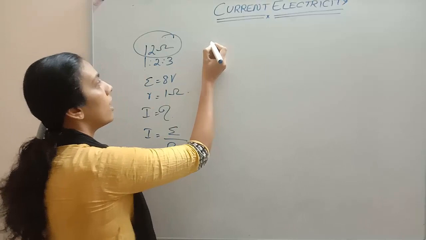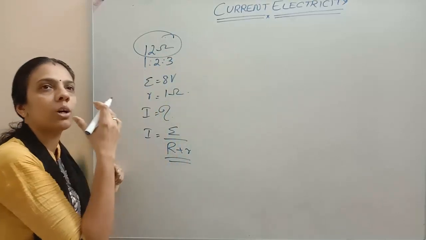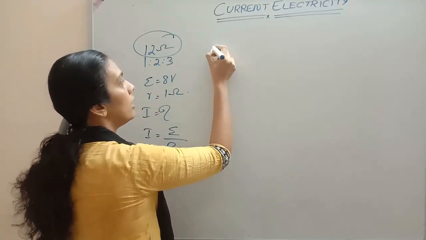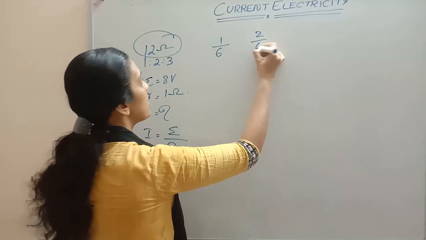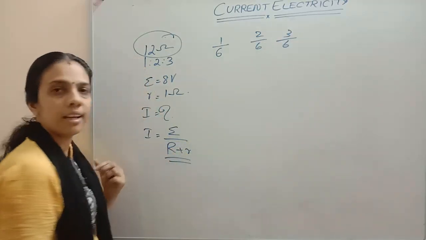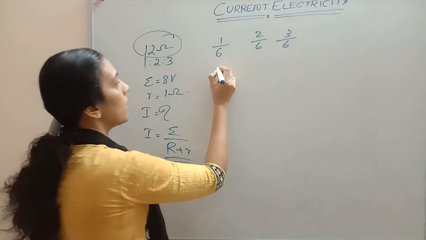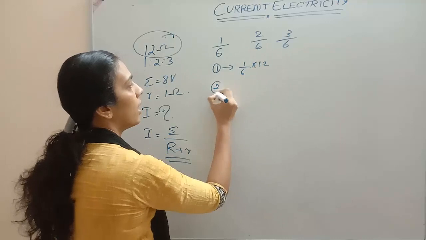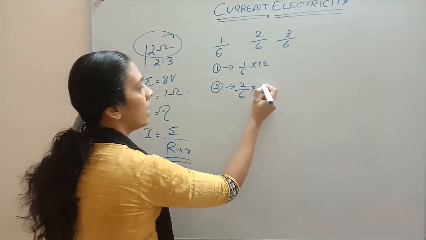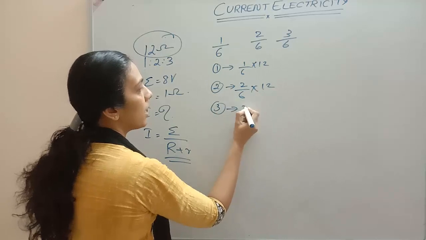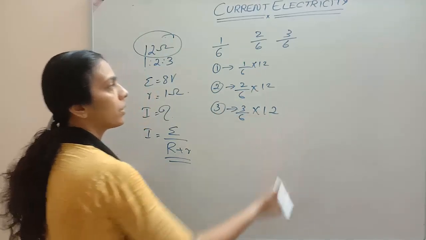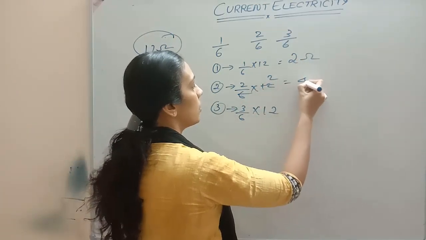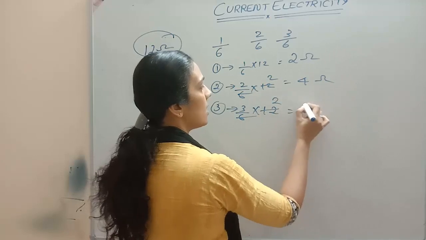So how will we find out the resistance of each part? See, the total is 6, so the fractions are 1/6, 2/6 and 3/6. These are the ratio, right? For the first one it is 1/6 into 12, the second one 2/6 into 12, and the third one 3/6 into 12. Clear? So the first we get as 2 ohm, the second as 4 ohm, and the third as 6 ohm.